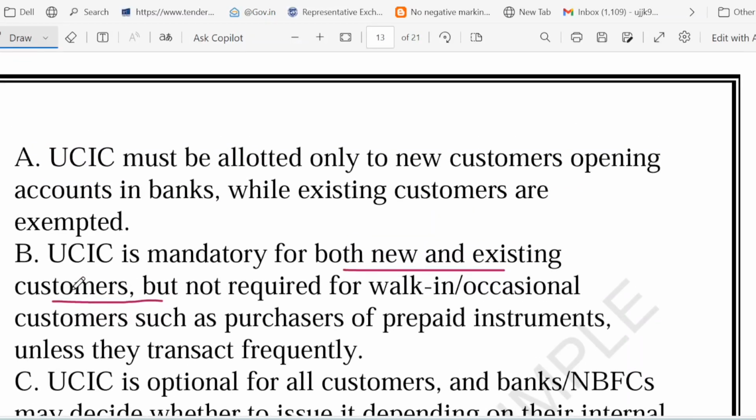First of all, option number A. What do you think about option A? This is wrong. Why? Because RBI says UCIC has to be given to both new and the existing customer. What RBI says? That UCIC must be allotted to both the new customer as well as the existing customer. Existing customer also need to be covered over time so that same customer can be uniquely identified across all product and services. So that's why option number A is wrong.